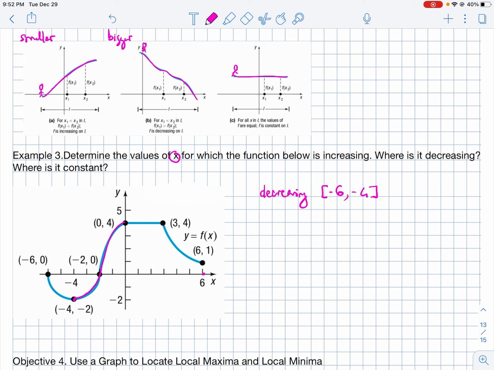Look at the second piece. When you go from this point, you go like this. So what do we do? We go up, right? So we look at the two endpoints, this and this, and let's take the x part. The x part is -4 to 0. So the function is increasing from -4 to 0.